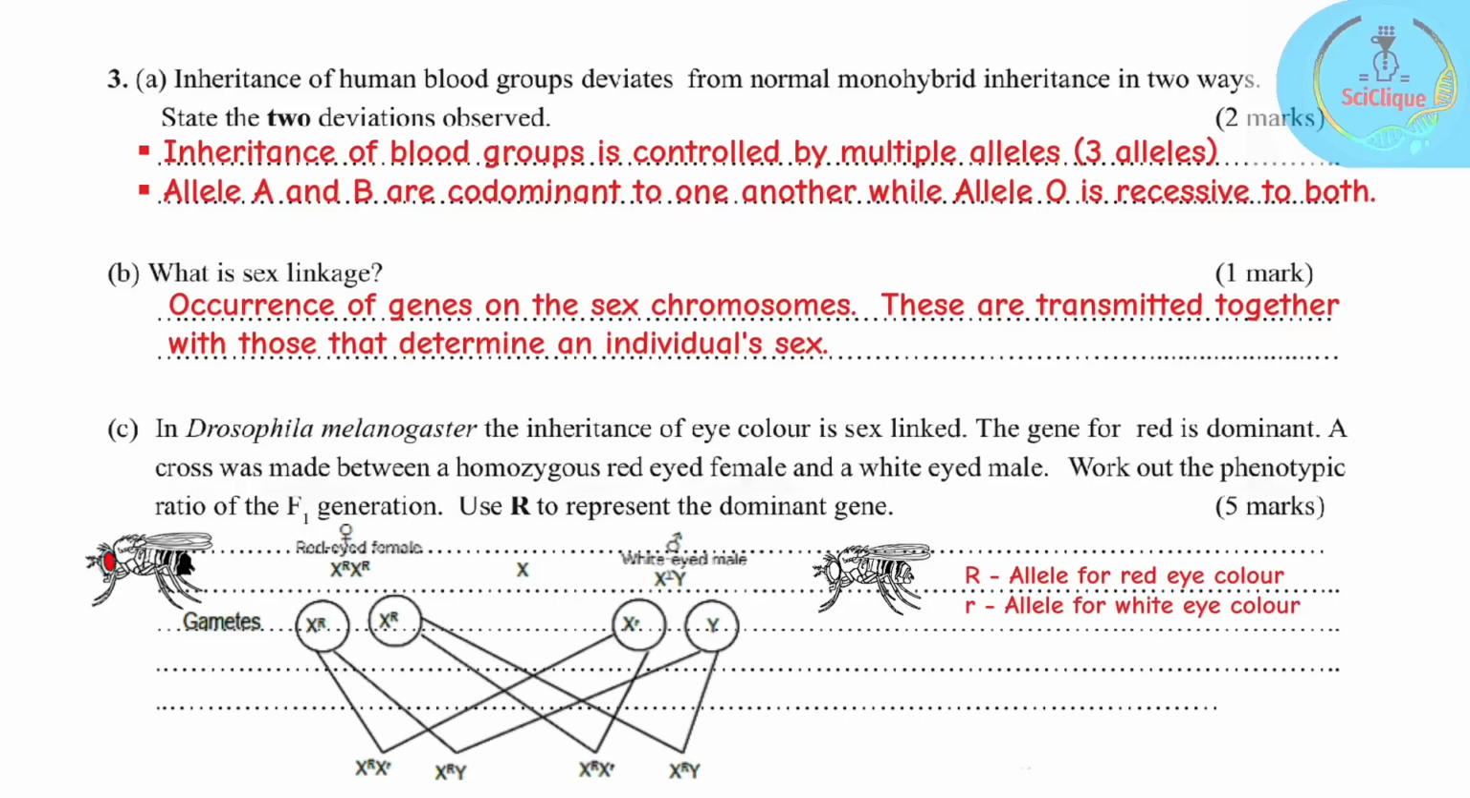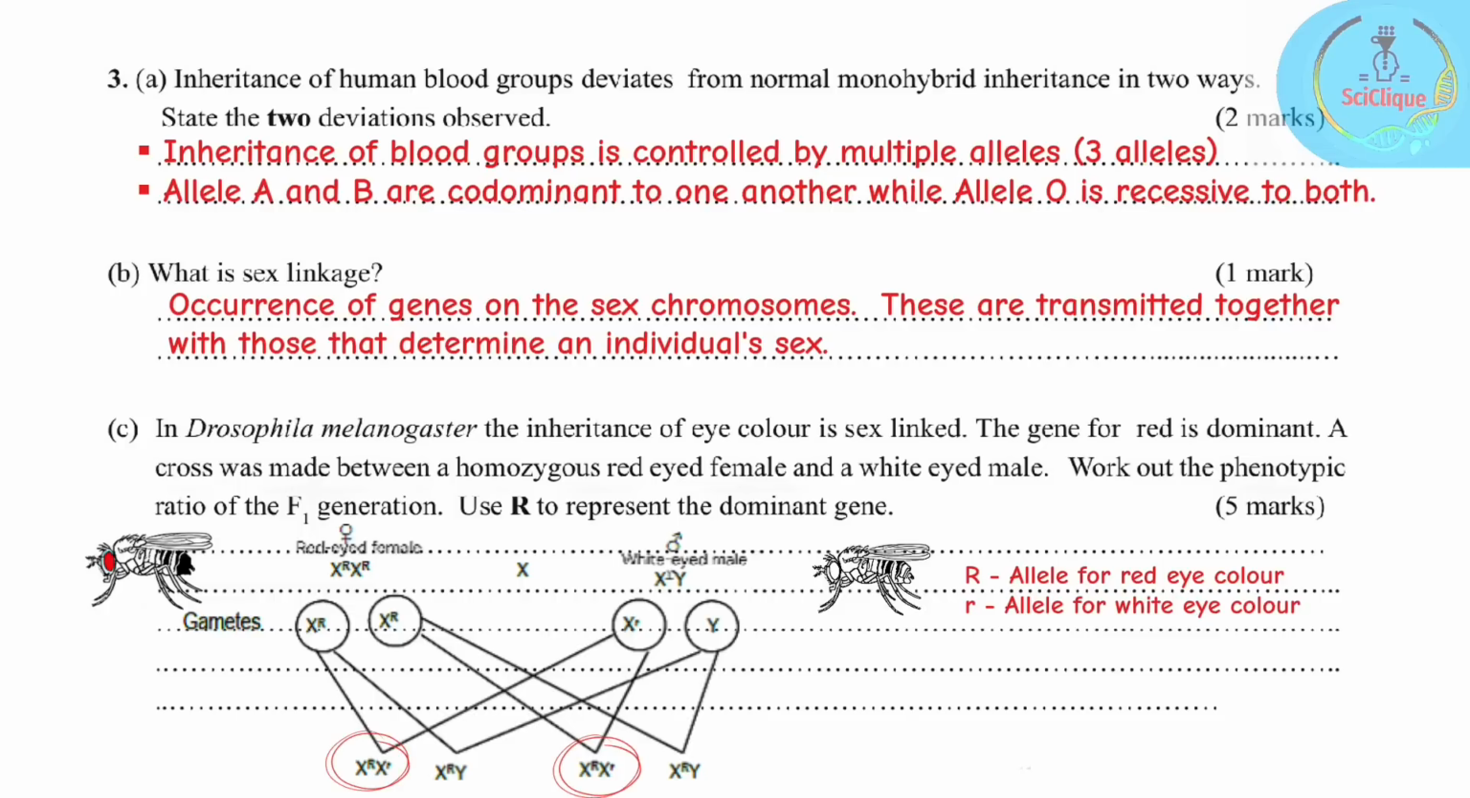Now, on crossing, this is what we get. These are the genotypes of the F1 generation. So if you look at our females, they have the same genotypes. The males also have the same genotype. Now, let's start with the females. As stated, they have the same genotype and they are heterozygous. So they have one allele determining red eye color, the other determining white.